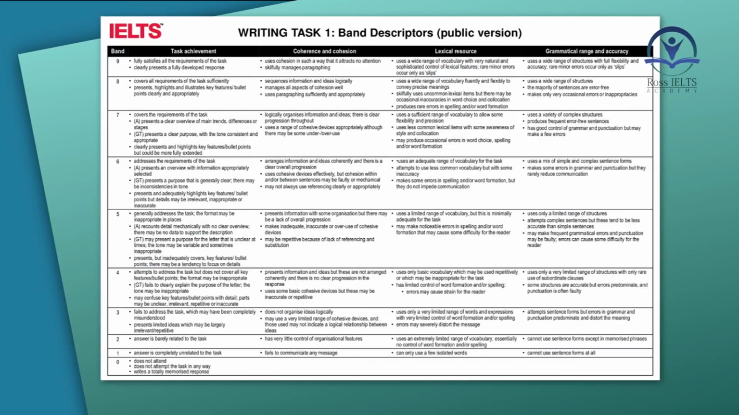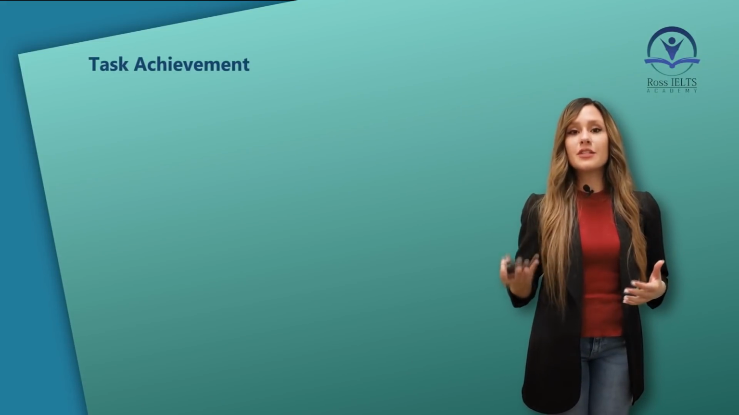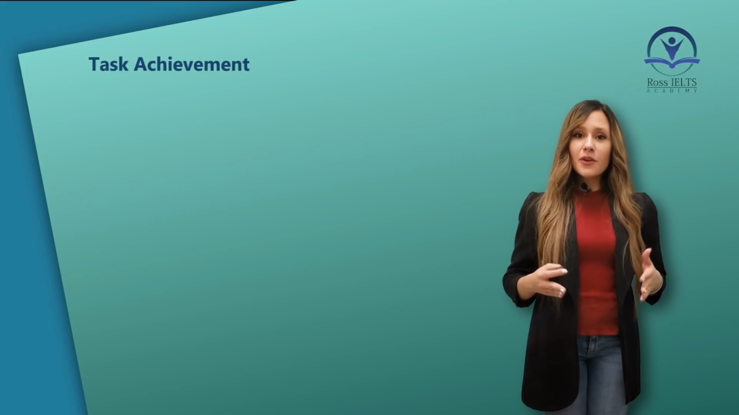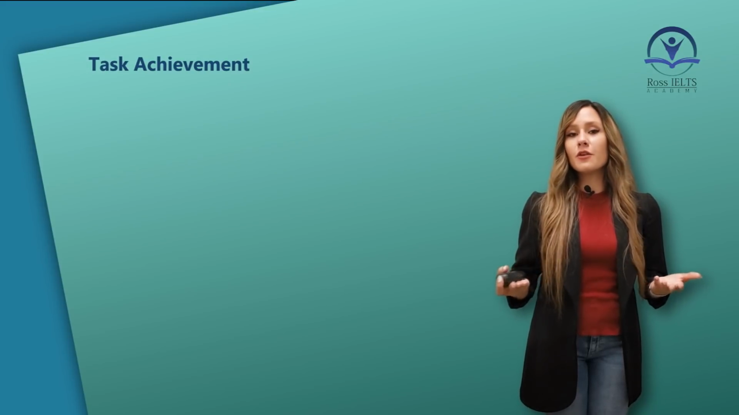As you can see, there are 4 criteria in IELTS writing. Now we'll see what we should do in each one to boost our score. The first one is task achievement or task response. This criteria refers to how you develop the topic and address different parts of the question.